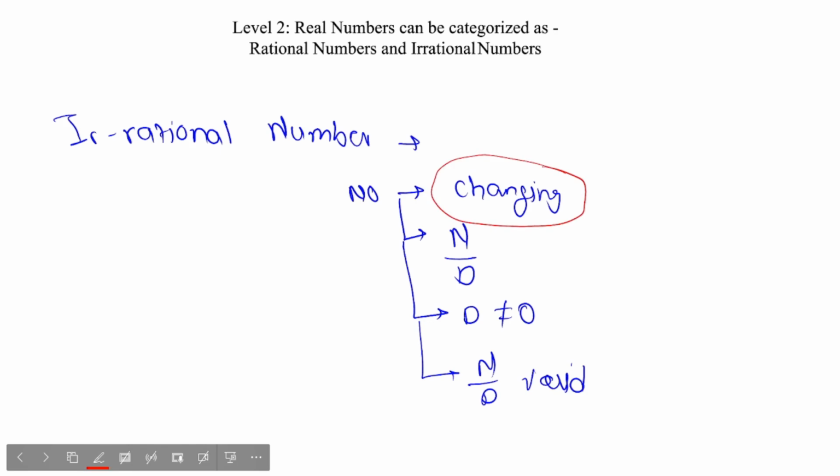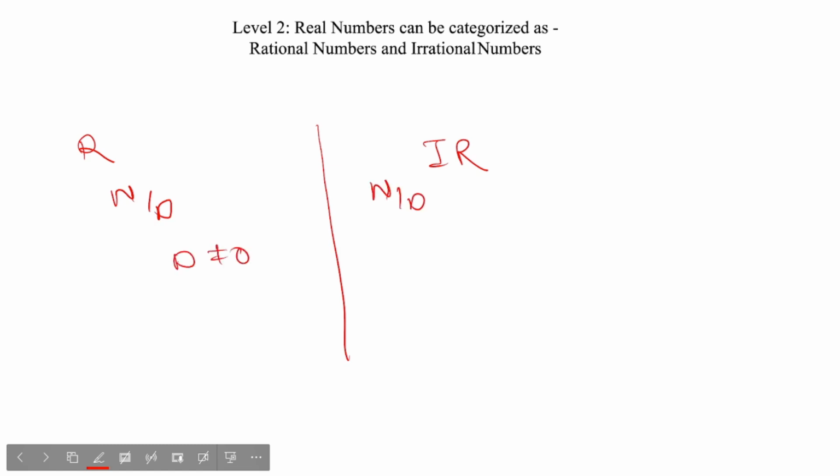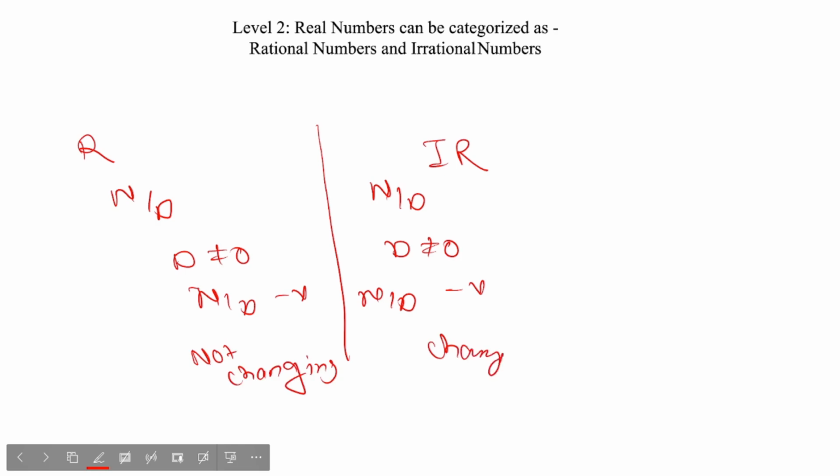So the difference between rational and irrational in short is this. For both rational and irrational, the numerator and denominator format is common. The denominator is not equal to 0 for both. The numerator and denominator must be valid for both. But for the rational, the value obtained as a fraction is not changing, and for the irrational, the value keeps on changing.